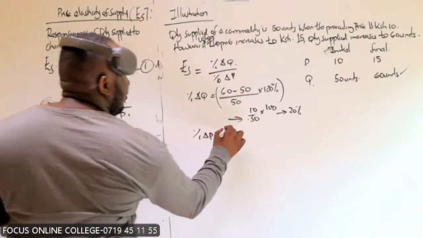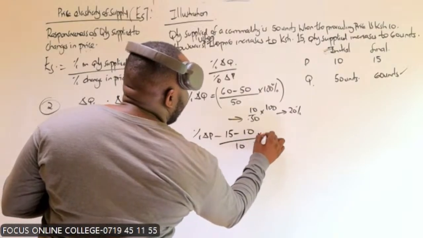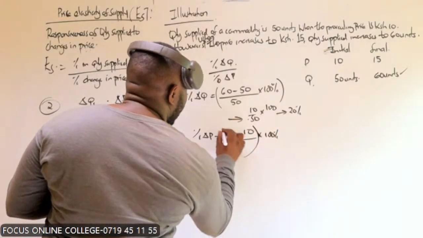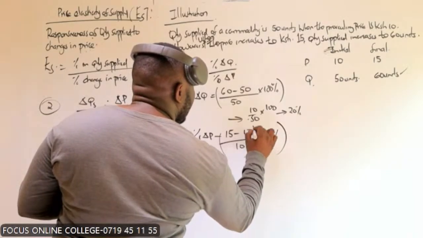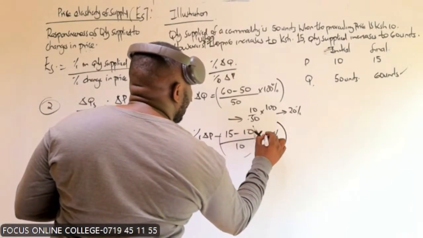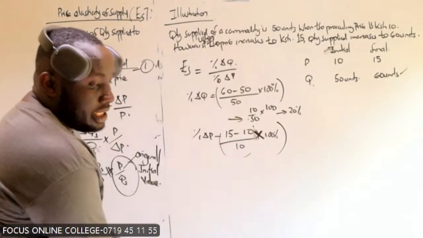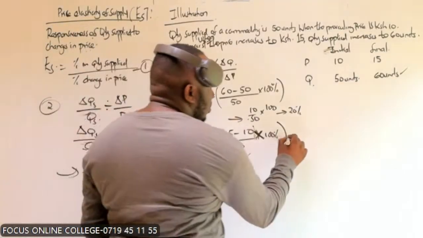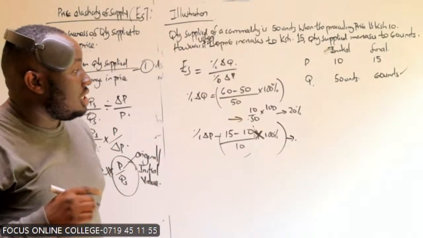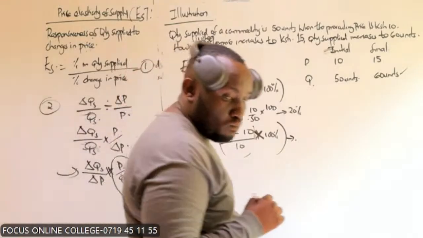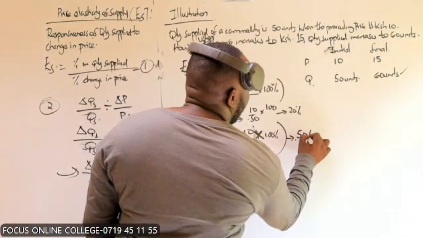So the final price is 15 minus 10, which is initial, over 10 times 100. So what is the percentage change in price? Give me the percentage change in price. So that is 50. The percentage change in price is 50%.